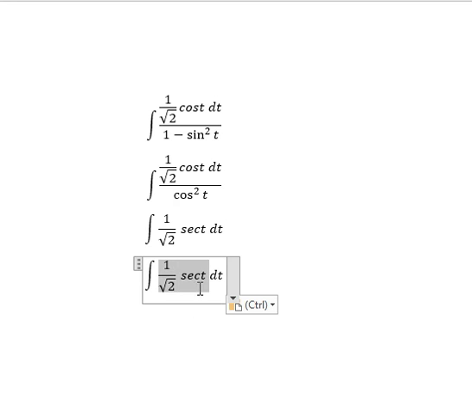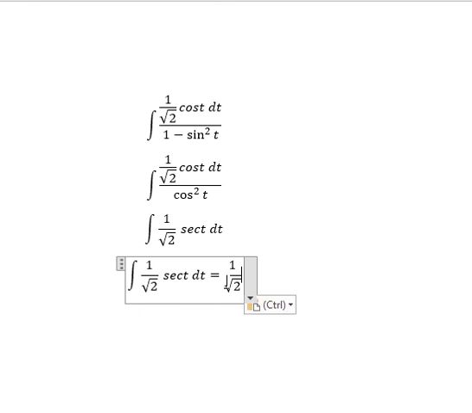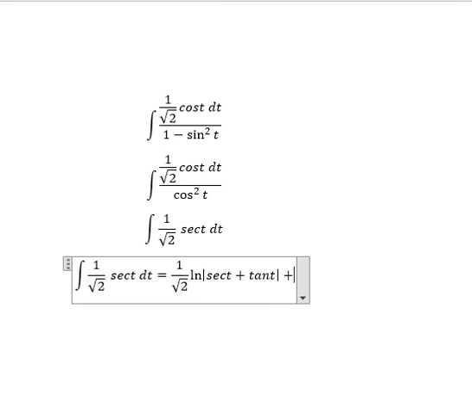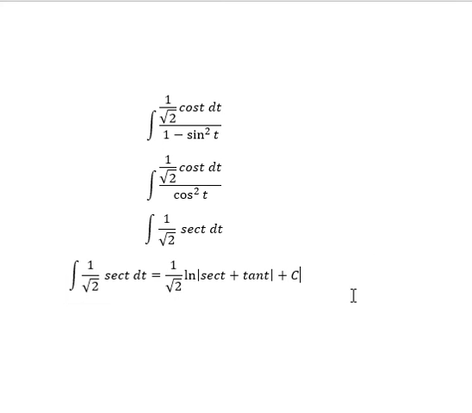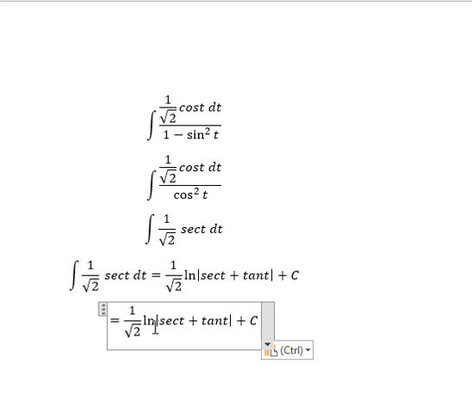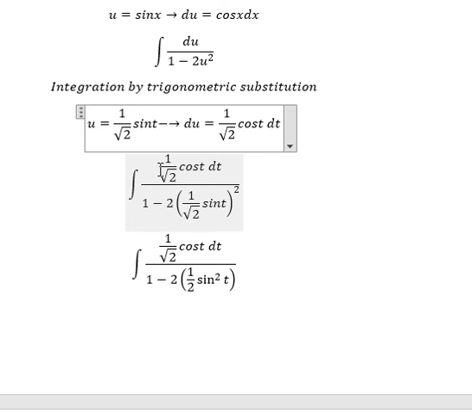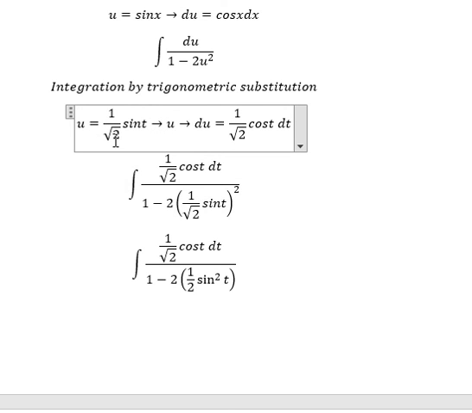And the integration of this one, that is about Ln of the absolute value of secant of t plus tan t. And I will put about c. About t, that is about this one. So we put the square root of number 2 go to the left.